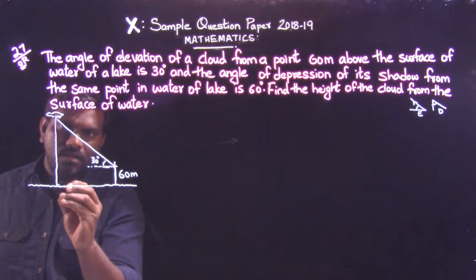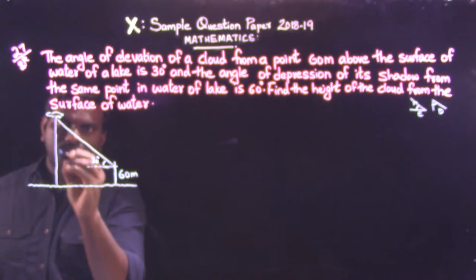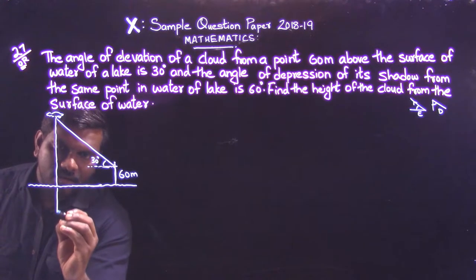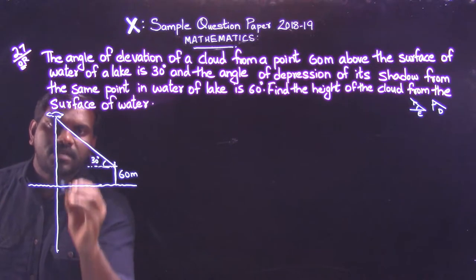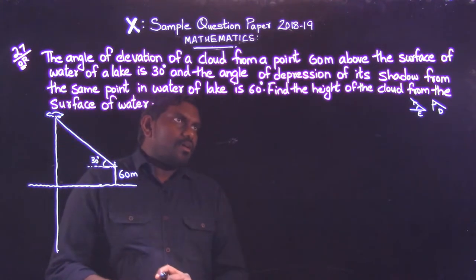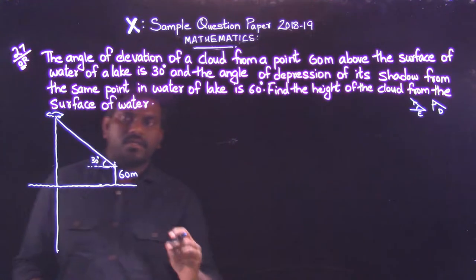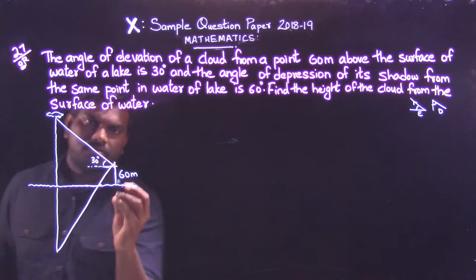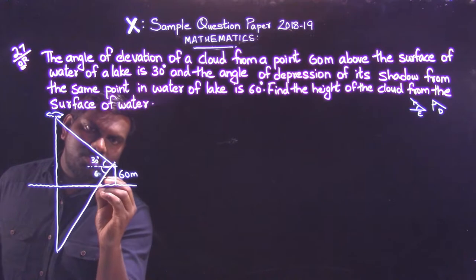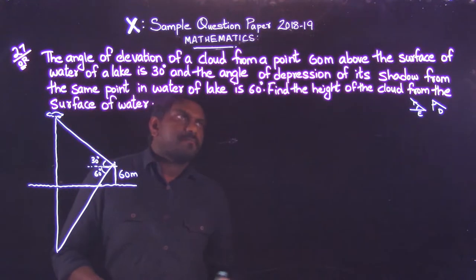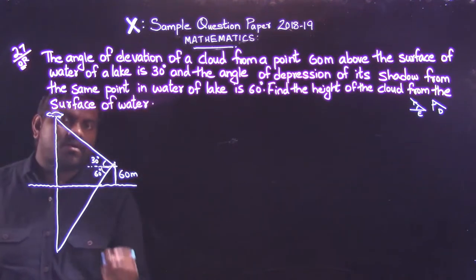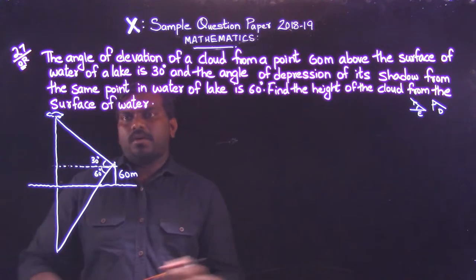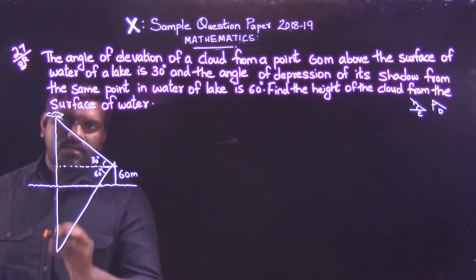So this distance from the cloud to the water of that particular lake will be the same as the reflection. So this and this would be the same, and the angle of depression of the same point in the water, that angle of depression would be 60. Find the height of the cloud. Now this is what they need to understand and find.